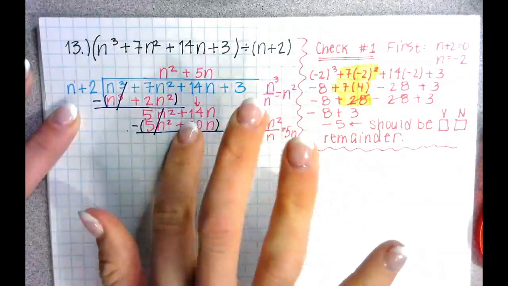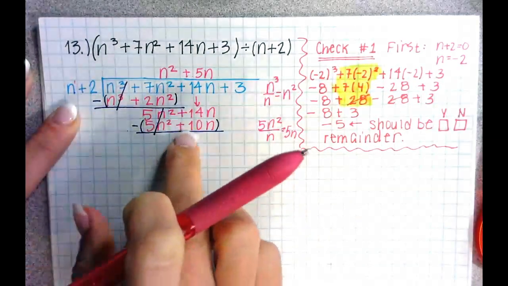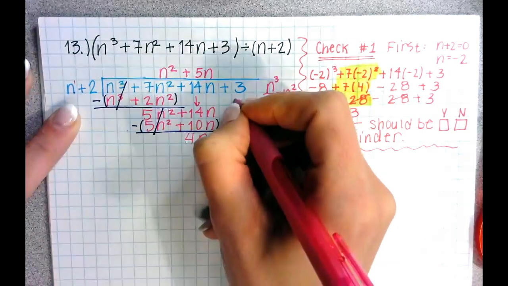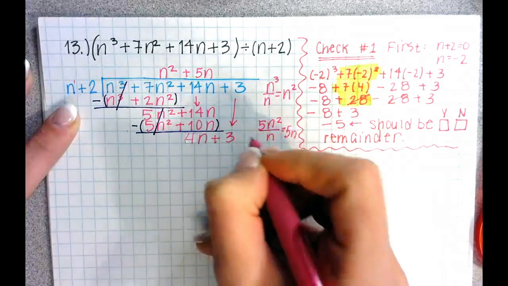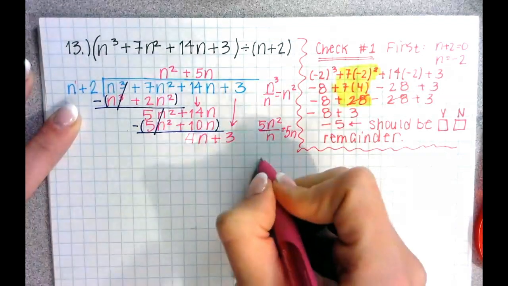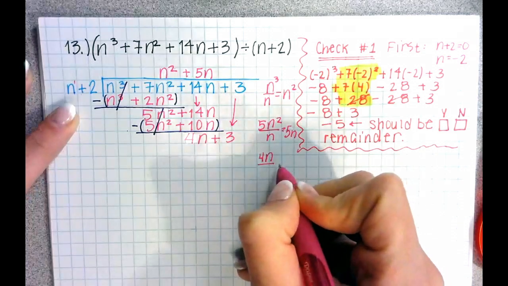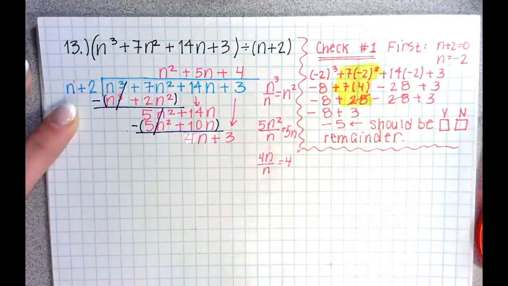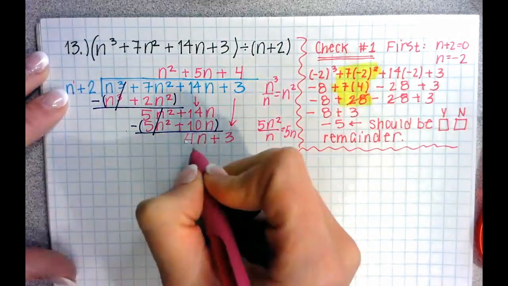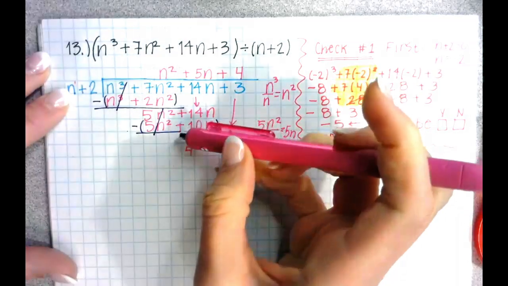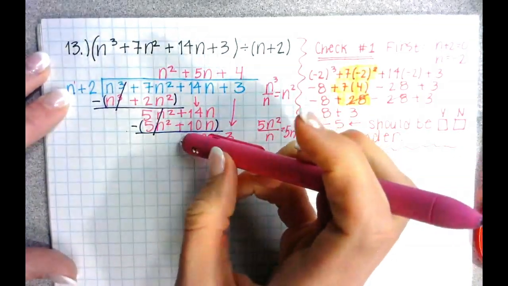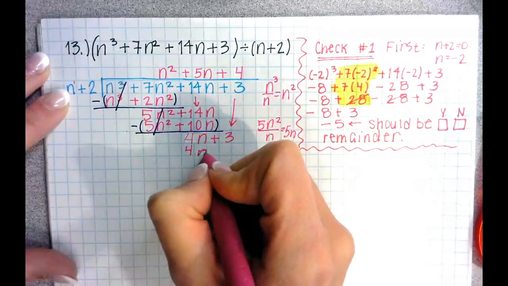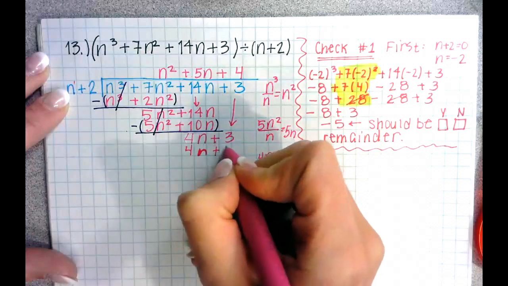If you're listening to the video and you have sound on, you keep hearing me say that same thing over and over, well, that's good because hopefully it sticks in your head. 4n, and bring down the plus 3. Now, what do we do? Got 4n, and you divide it by n, and we get 4 plus 4. Multiply the 4 by n plus 2. 4n plus 8.